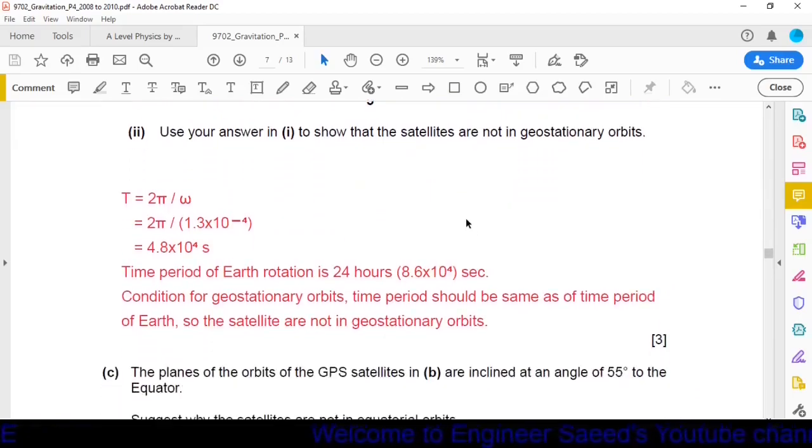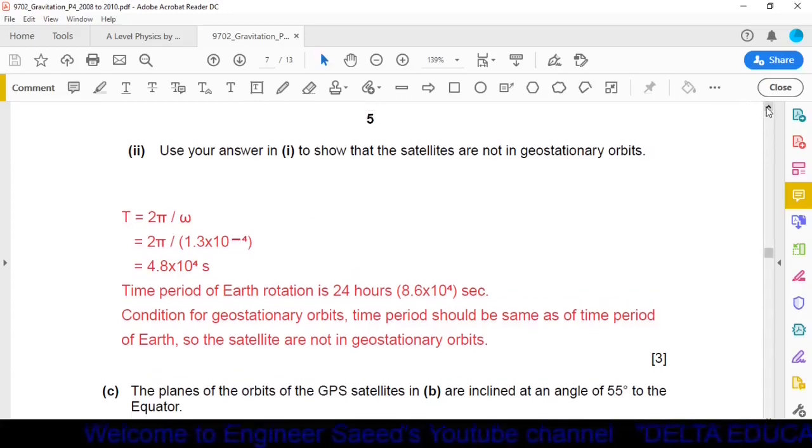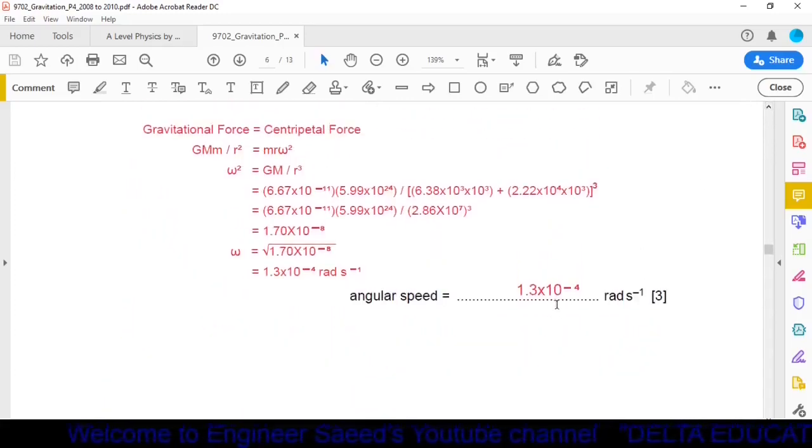Okay, next part. Use your answer in 1 to show that the satellites are not in geostationary orbit. Time period is given as 2π/ω, where ω is the angular velocity. From this equation, we will calculate the time period of the satellite by substituting the values. This ω we have already calculated. It is 1.3 × 10^-4.